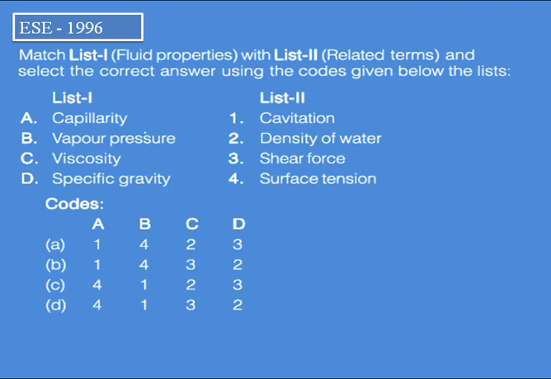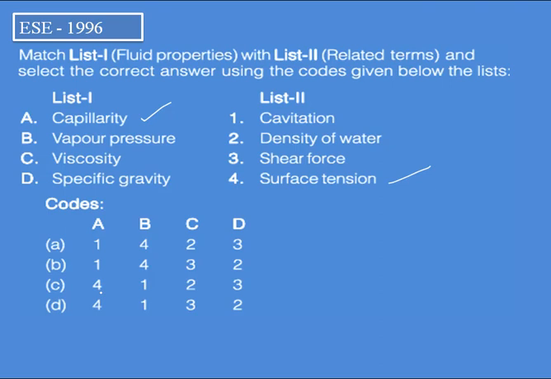So now we'll select for the capillarity. Okay, the capillarity is due to what? Is it due to cavitation? No. Due to density? No. Due to shear force? No. It is due to surface tension, right? So for A it is 4. For A it is 4.